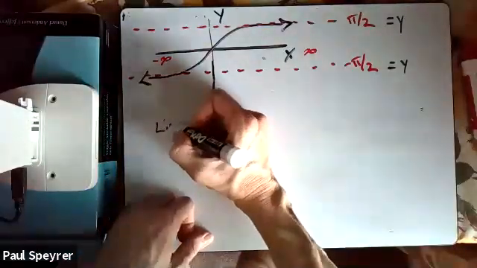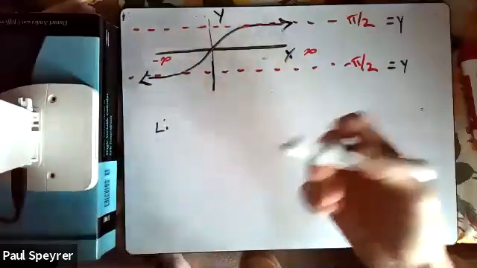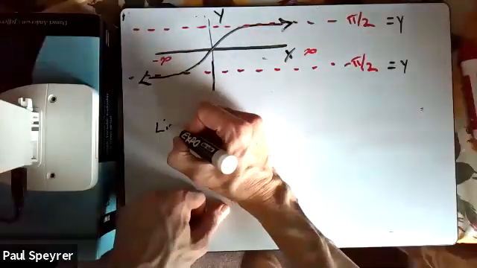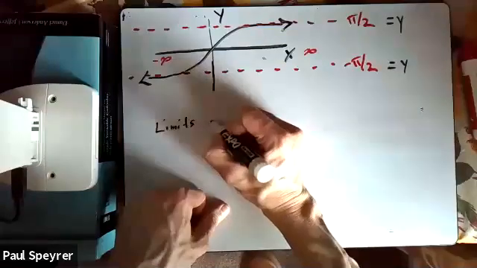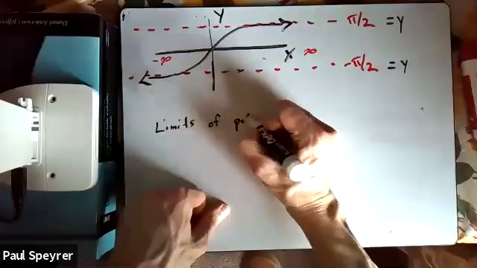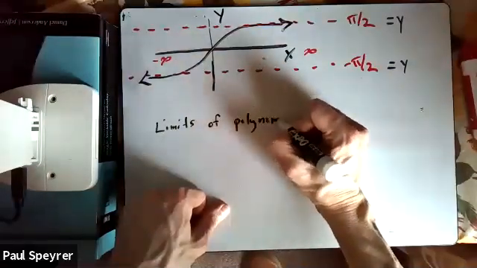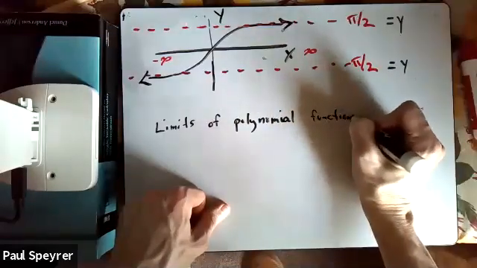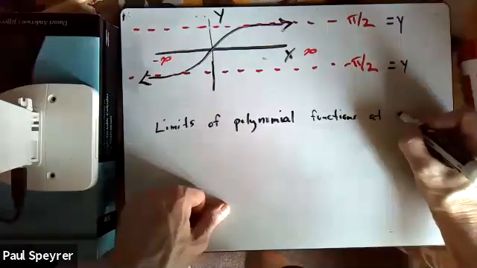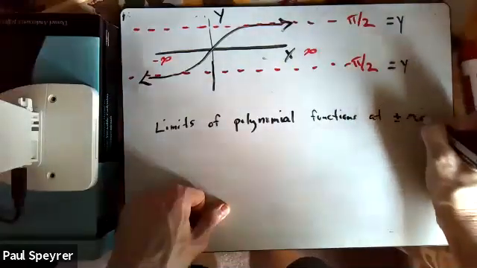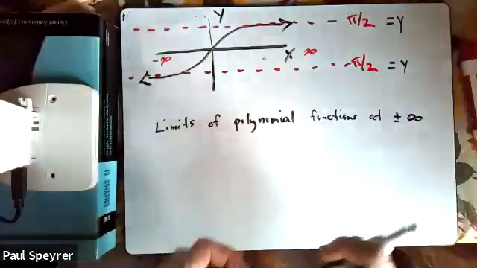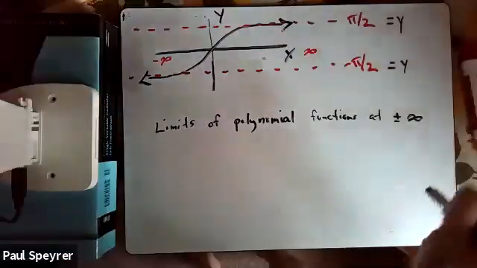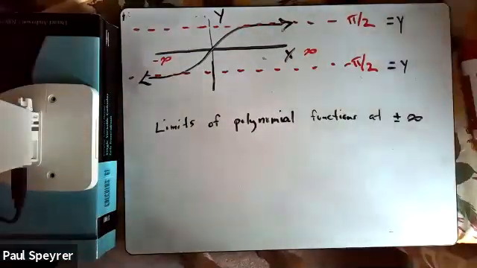So we're going to check out now, because we looked at limits at infinity, but what about if we look at limits of polynomial functions at, I'll say, plus or minus infinity, either or, right? So we kind of did look at that initially, right?